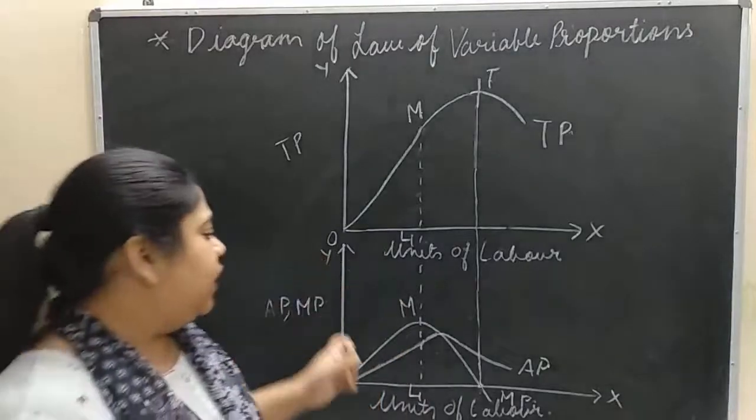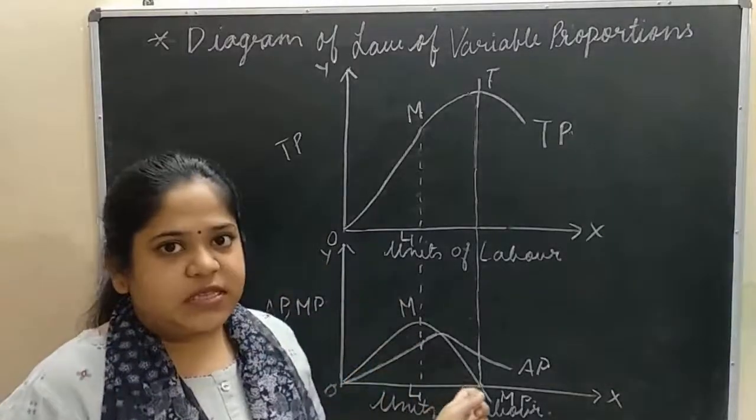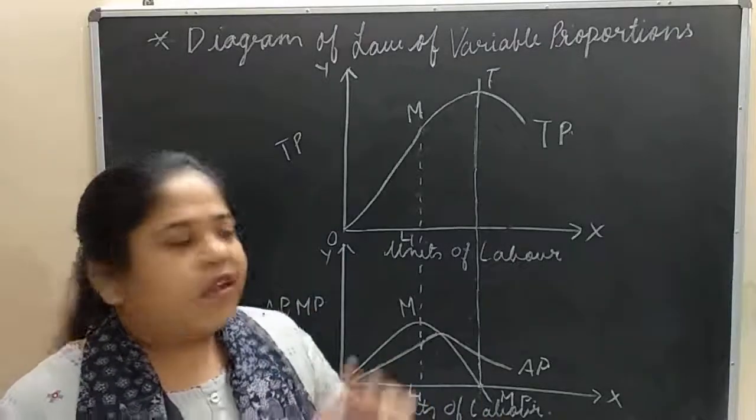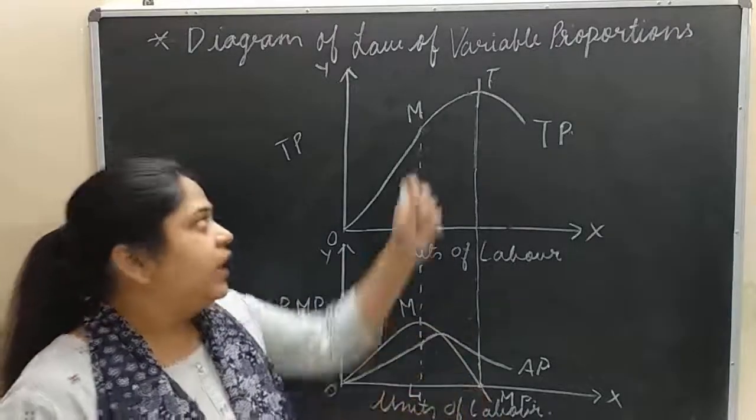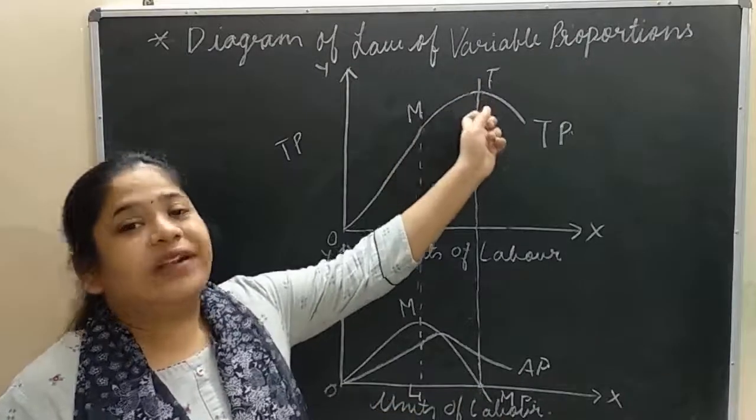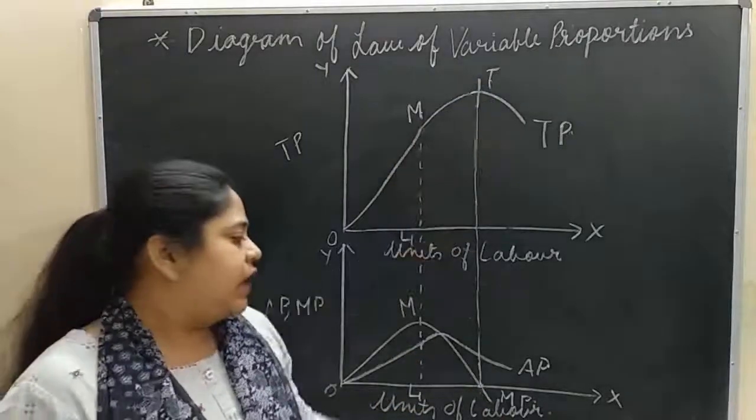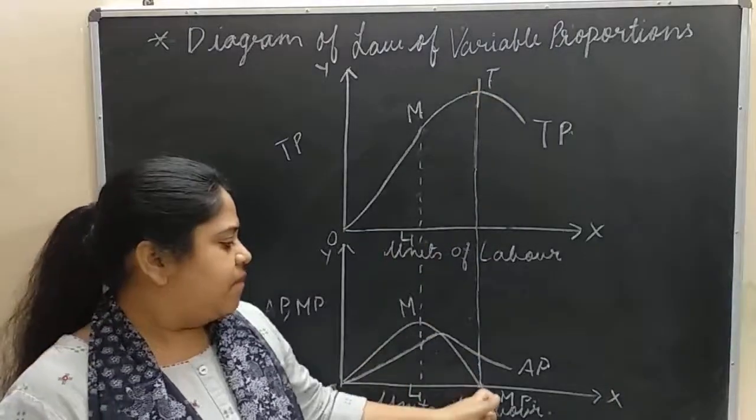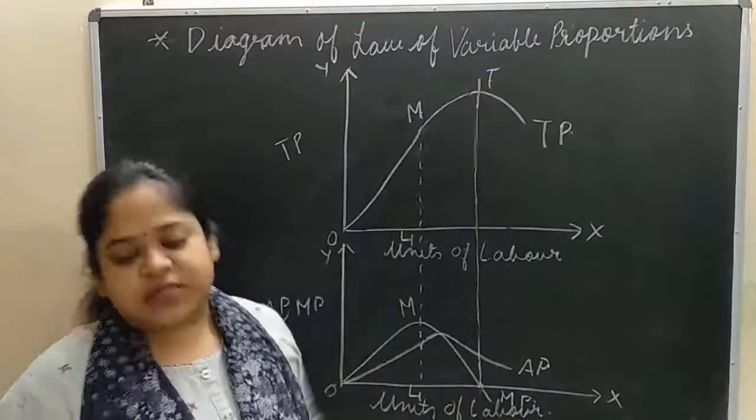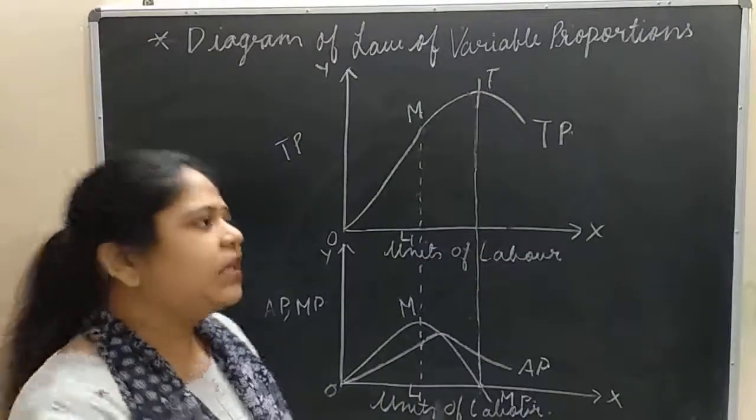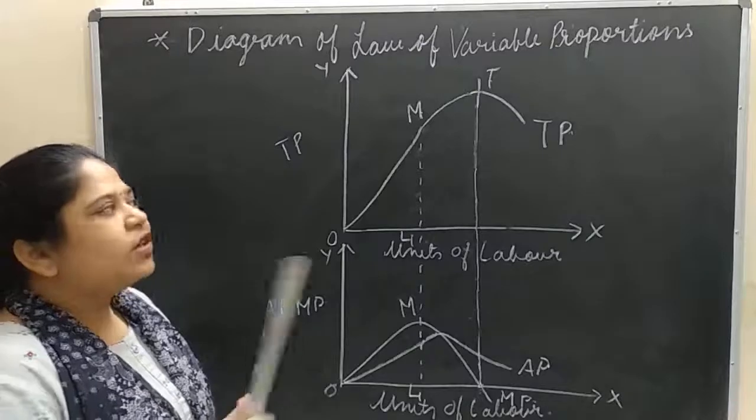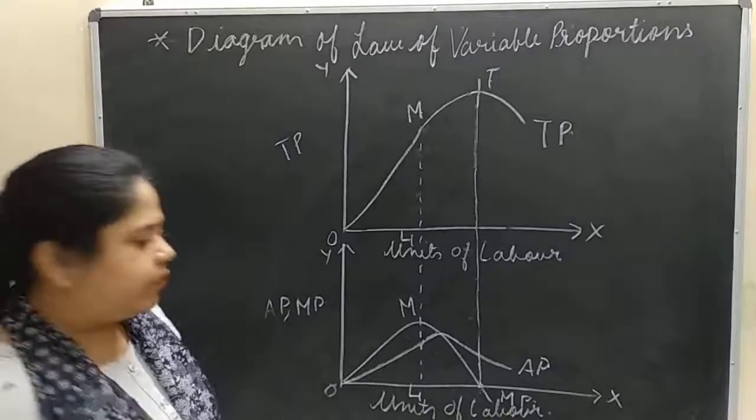Students, repeat with me. When MP increases, TP increases at an increasing rate. When MP decreases, TP increases at a decreasing rate. When MP is 0, TP is maximum. When MP is negative, TP starts falling. You can see this in the diagram itself. Students, see in the diagram and repeat with me.